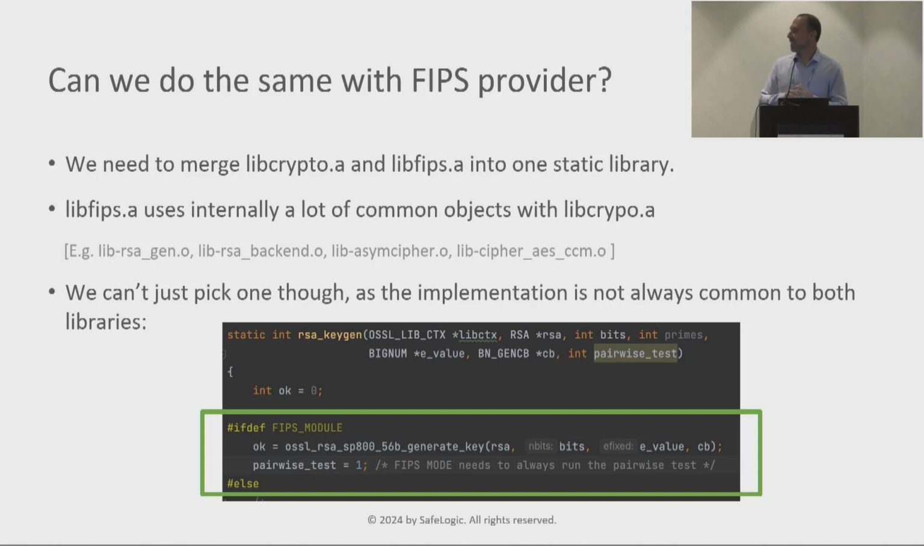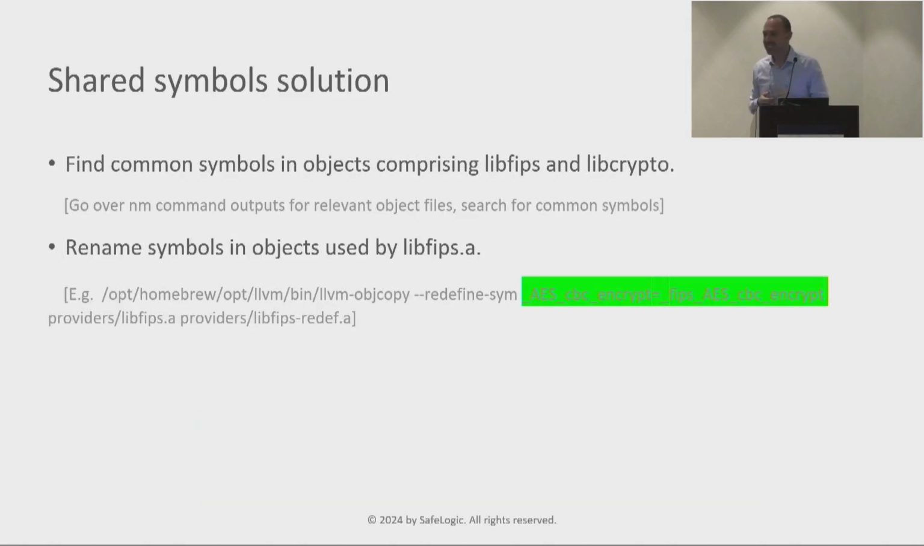Okay, let's try. Let's try actually to merge libcrypto.a and libfips.a into one static library. And as I mentioned, if you're an example in code, it's a bit tricky because there are a lot of symbols which are common. But we can create a list of them. You will get around 2,000 symbols. And then basically, maybe we can just rename them in the FIPS library, so we won't have the conflicts. And I think I have it in the next slide, so I was running a bit fast.